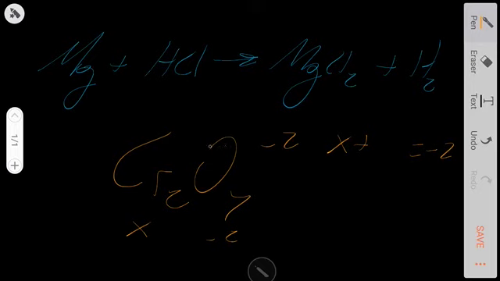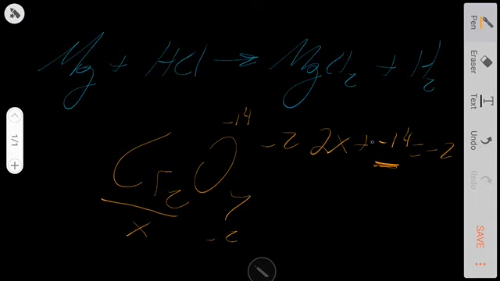To solve for this space here, that's going to be our oxygen. So that's going to be -2 times 7. The overall charge here is going to be -14. So you can put that in here, -14. How many x's do I have here? I've got 2 of them. So we have 2x plus -14, if you will, is equal to -2.